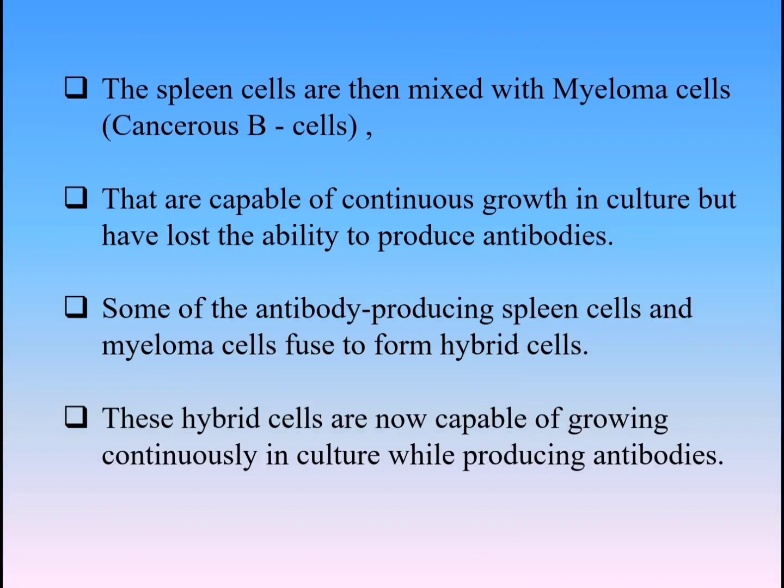The spleen cells are then mixed with myeloma cells, cancerous B cells that are capable of continuous growth in culture but have lost the ability to produce antibodies. Some of the antibody-producing spleen cells and myeloma cells fuse to form hybrid cells. These hybrid cells are now capable of growing continuously in culture while producing antibodies.